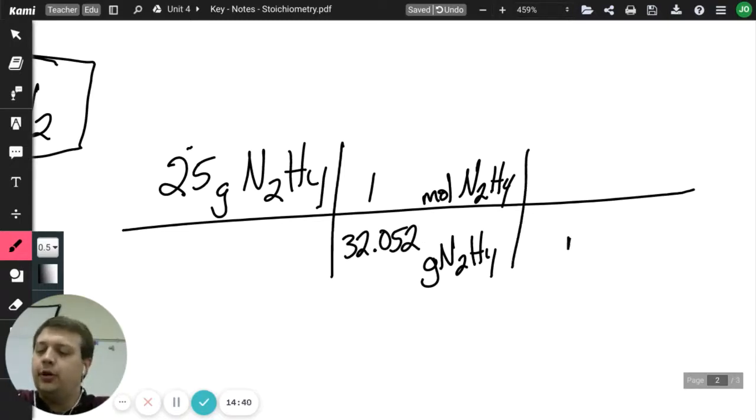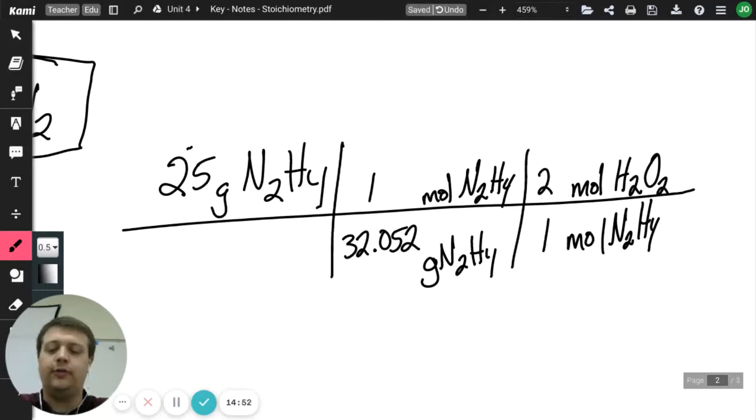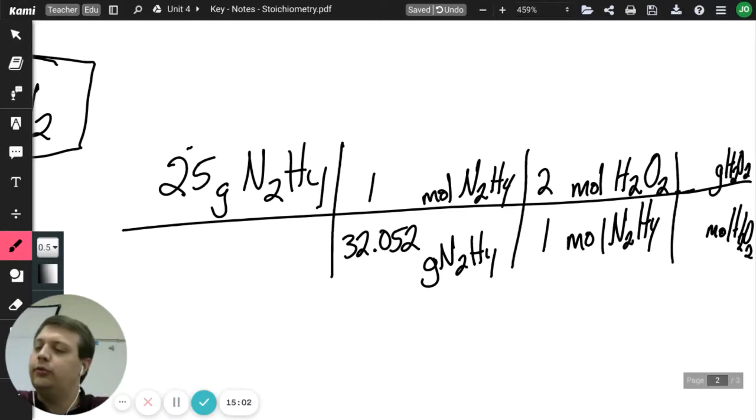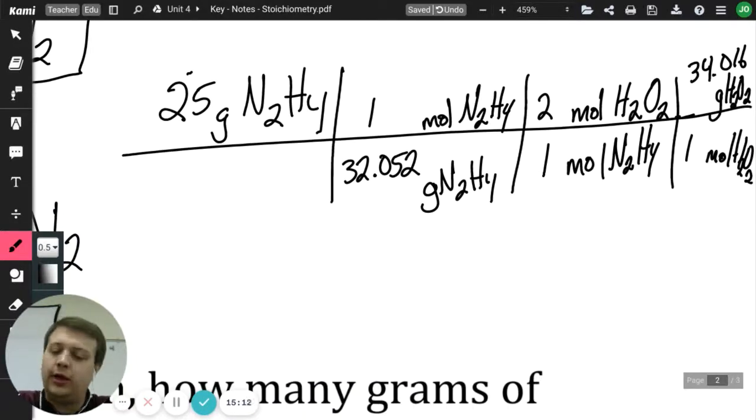Then we're going to go from moles of N2H4 into moles of H2O2. And that ratio would be 2 of these for every one of these. And then last, we're going to go from moles of H2O2 into grams of H2O2. There's 1 mole for every 34.016. We plug that into our calculator and we will end up with 53 grams.